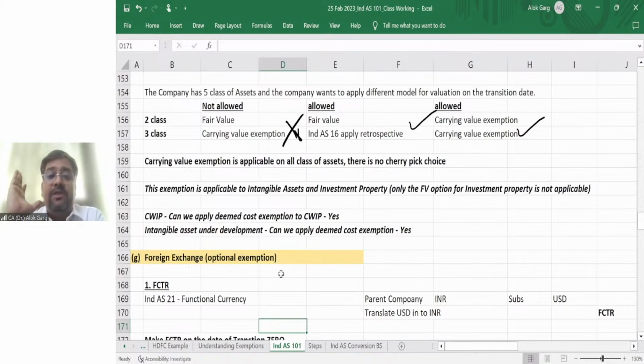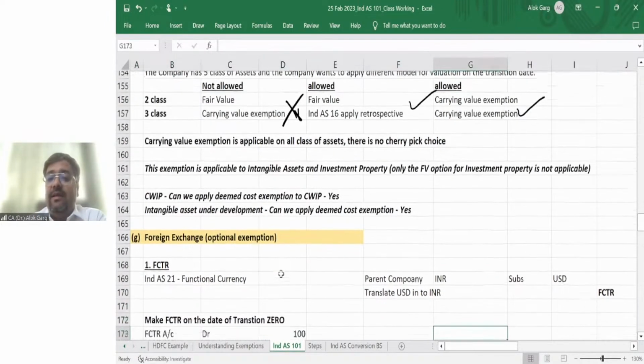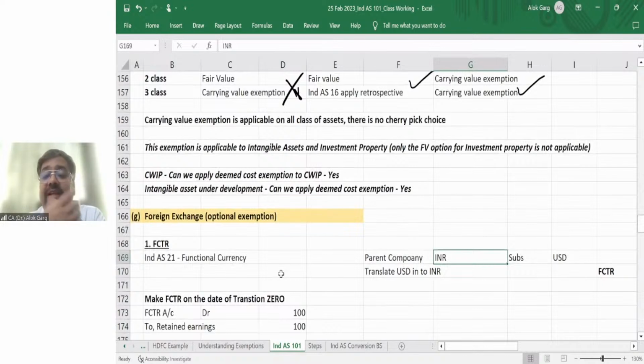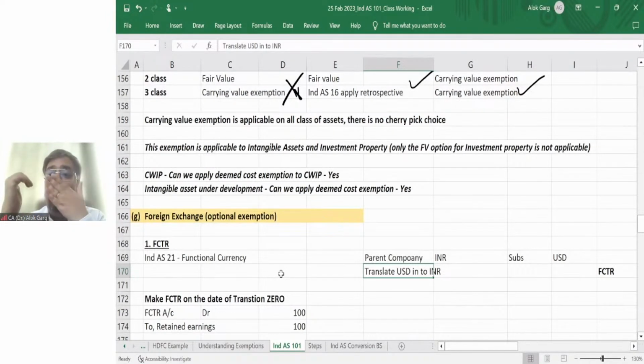Friends, very simple exemption for foreign exchange, right? Foreign currency translation reserve. You understand foreign currency translation reserve? So for example, the parent company is reporting in India. Parent company is preparing financial statement into INR. The subsidiary company is in US dollar, right? In that case, the company has to translate US dollar into INR, right? And every time when you will translate US dollar into INR, you will have some foreign currency translation reserve, FCTR.